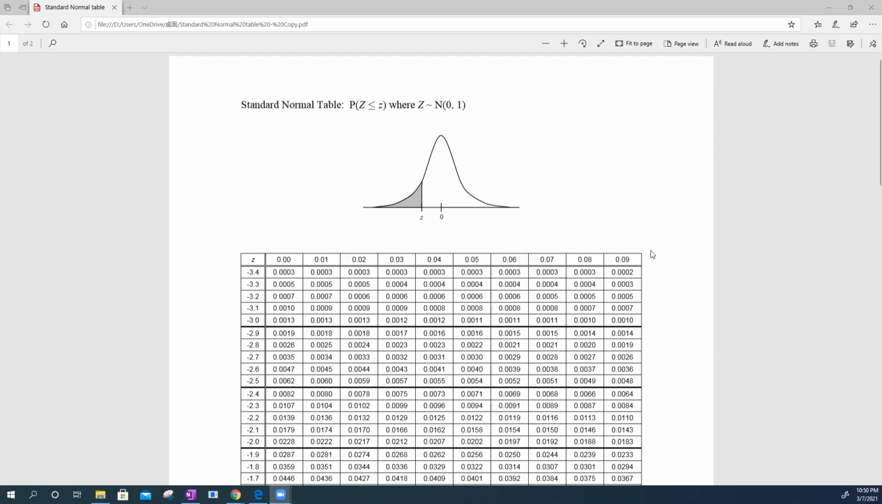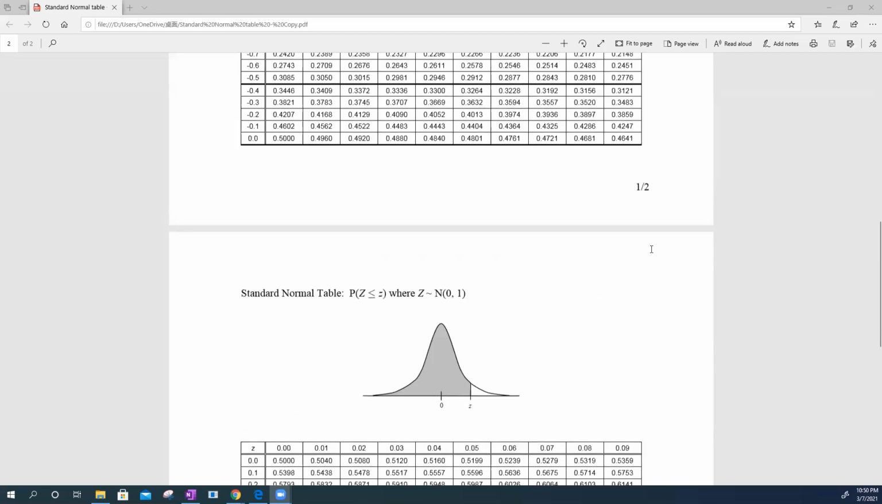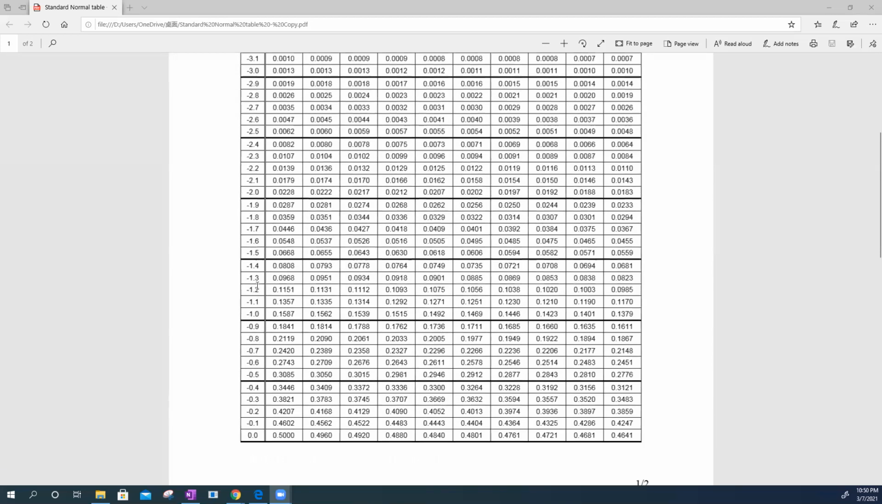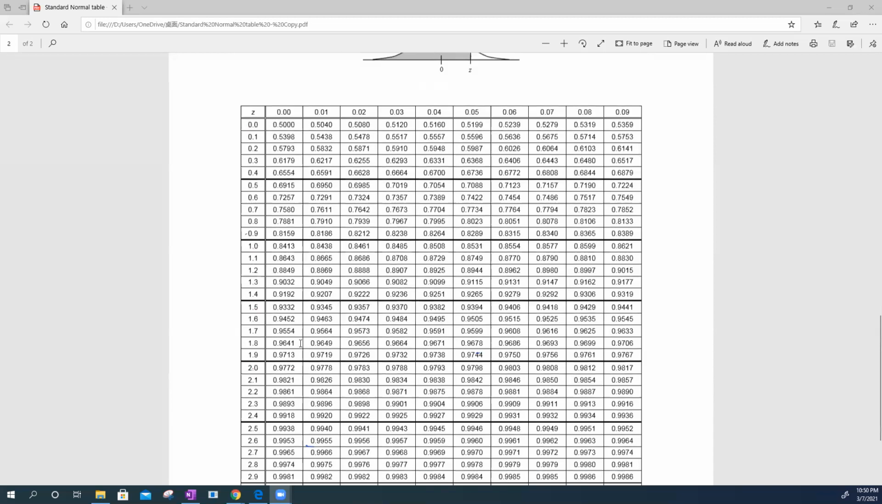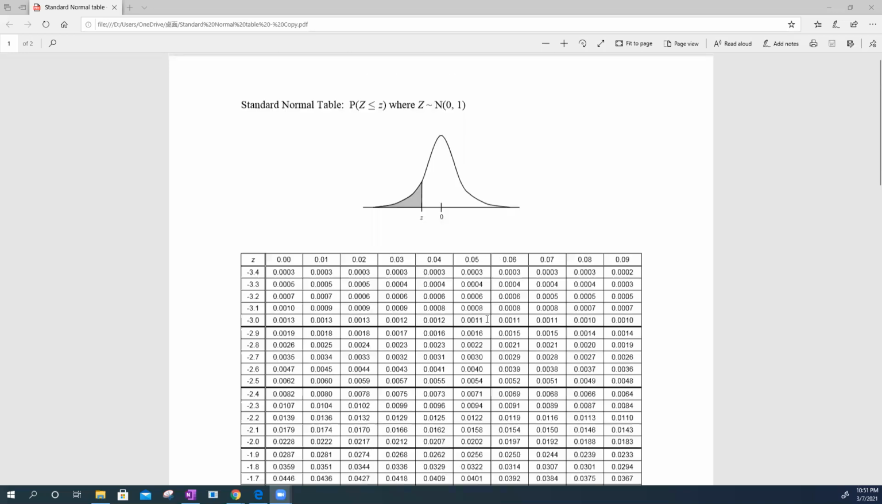So for the standard normal table, we have two pages. One for the z-values that are below 0, and then the second page is for the z-values that are above 0. And again, standard normal table is finding the probability of the area below z, so to the left of z, or finding the probability that z is smaller than a specific z-score.